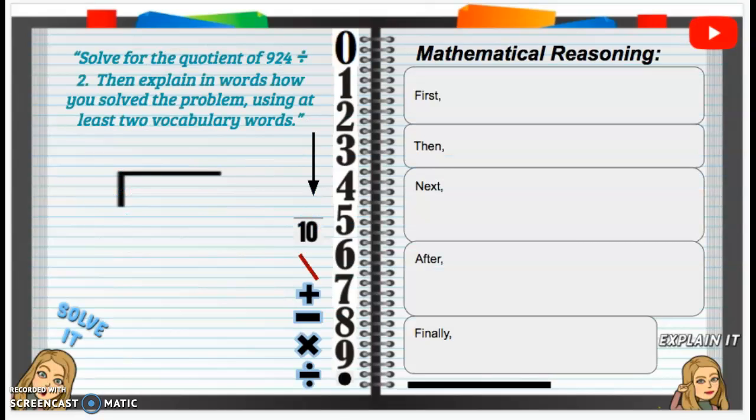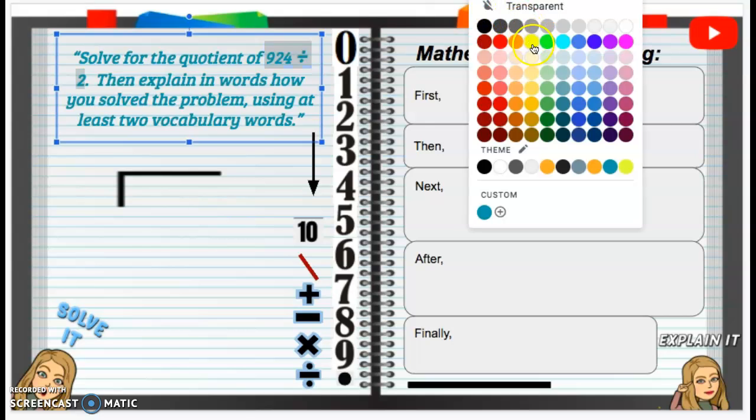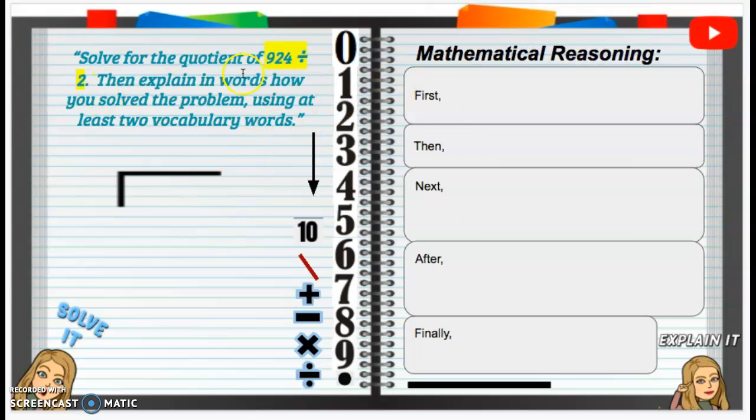All right, so our prompt says, solve for the quotient of 924 divided by 2. Then explain in words how you solved the problem using at least 2 vocabulary words. So the first part we need to look at is that we need to solve for this quotient of 924 divided by 2. I'm going to highlight that so we know that is what we are going to solve. The quotient, remember, is the answer to a division problem. So we are going to divide here.